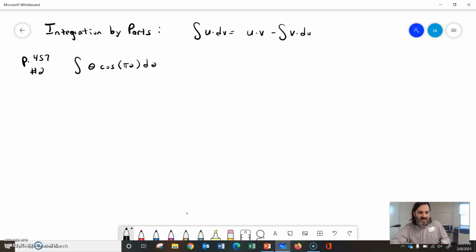As I mentioned in explaining things, you could try a u substitution with this and let u be the pi theta, but then the du is just pi. So there's no way to get rid of this theta on the outside. So it's not really helpful. So what we're going to do is let u be the theta, and we're going to let cosine pi theta d theta be dv.